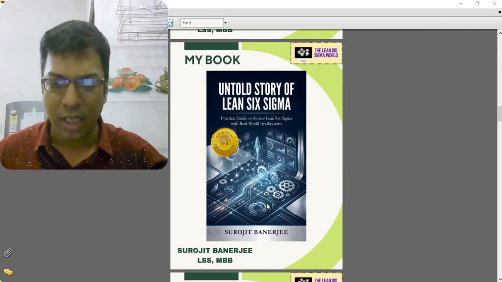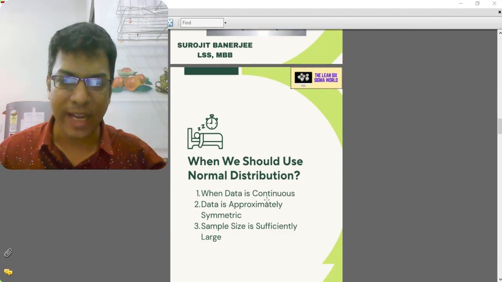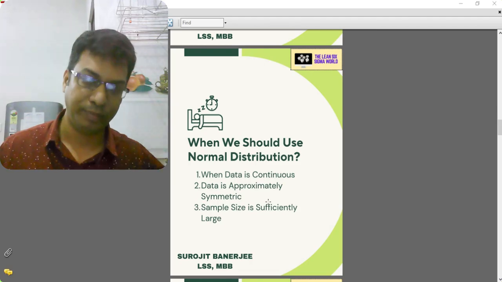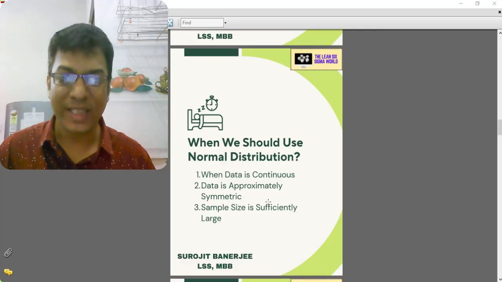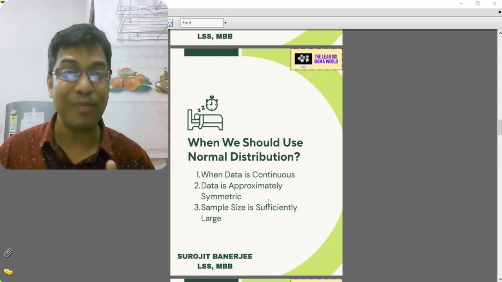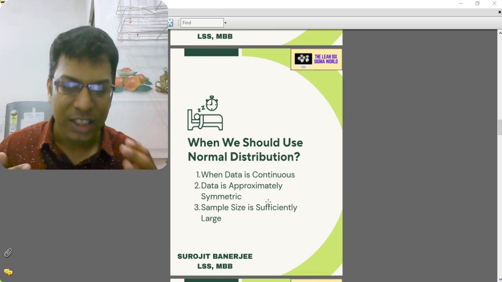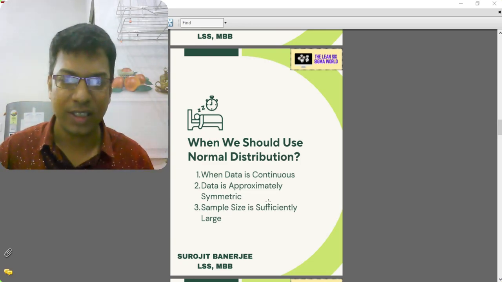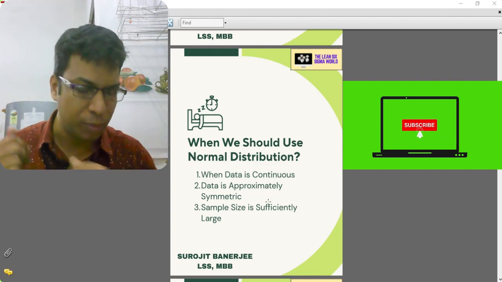Okay. Now I am moving into another concept, that is basically when we should use normal distribution. When the data is continuous, we should go for normal distribution. When the data is approximately symmetrical, we should go for the normal distribution. And when the sample size is sufficiently large so that you can create a bell-shaped curve, the sample size should be large. These are the conditions for which we should use normal distribution.